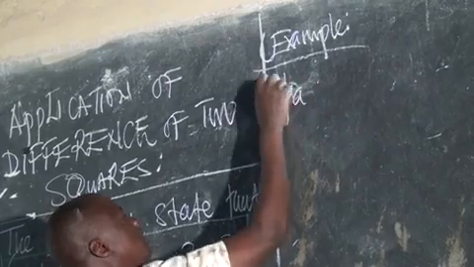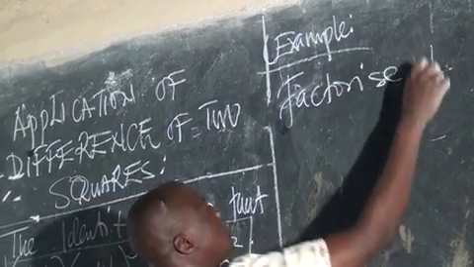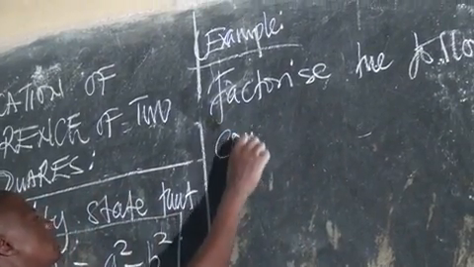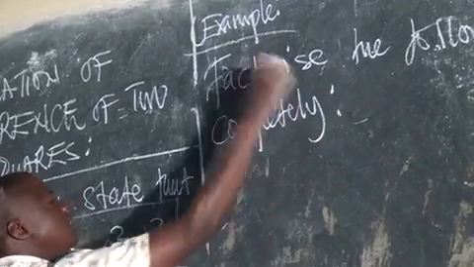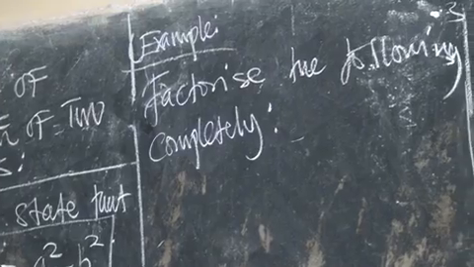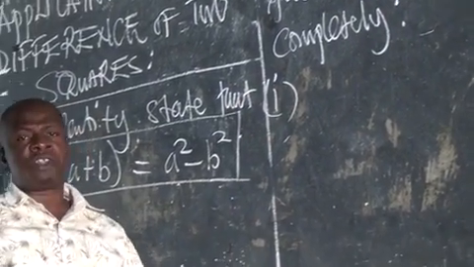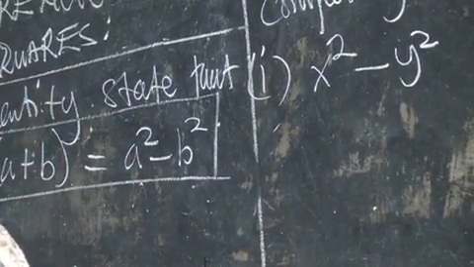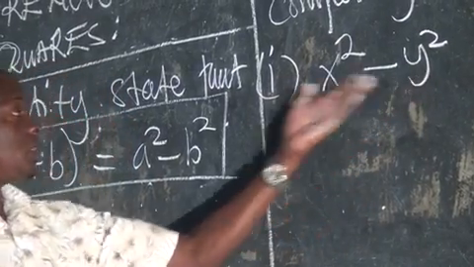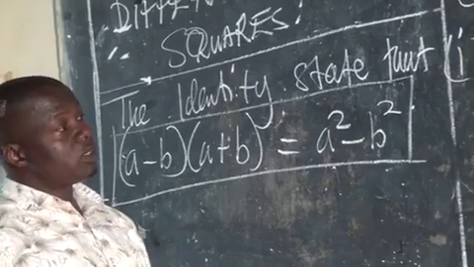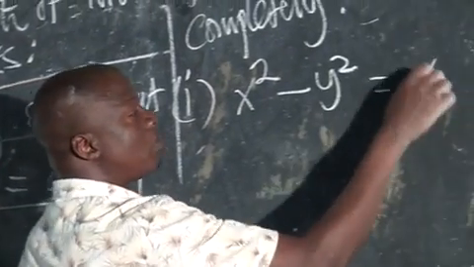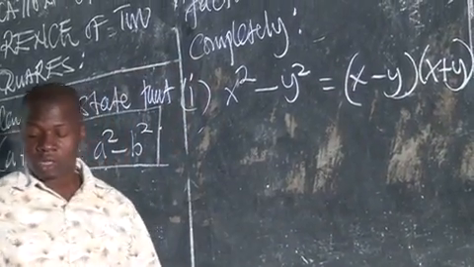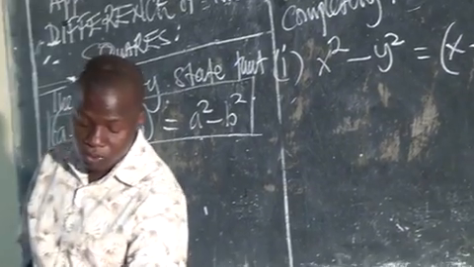Factorize the following completely. Roman number 1: we have x squared minus y squared. Once you observe this, it's similar to this one. So our answer is going to be (x minus y), then (x plus y). We apply the difference of two squares.